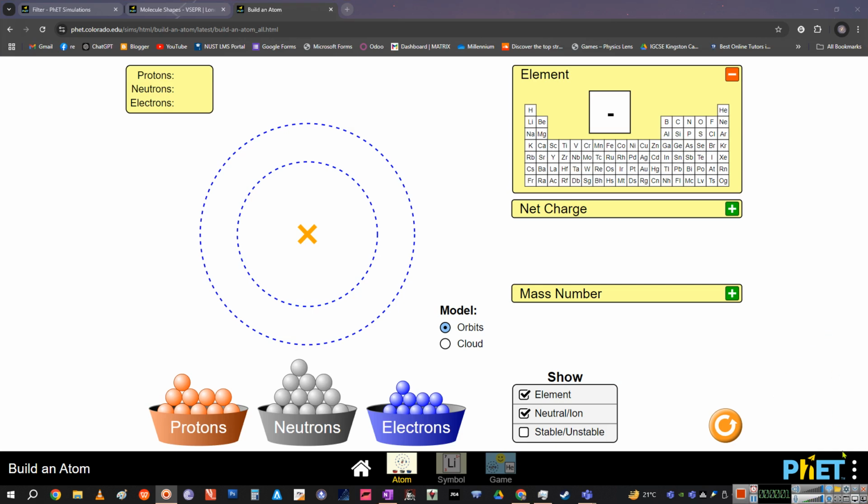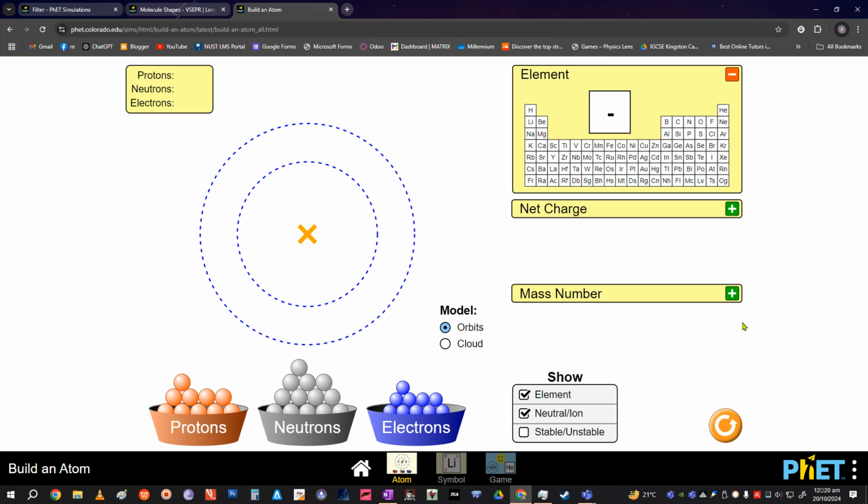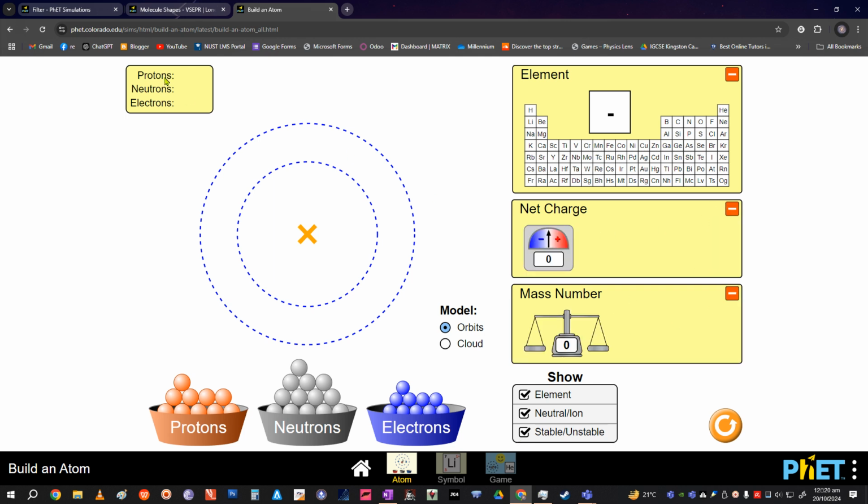This is the Build an Atom basic simulation. What we're going to do is track the stability of an atom. We're going to see the mass number, the net charge, and the number of particles that are there. This is a periodic table, and we're going to see what really affects the periodic table.